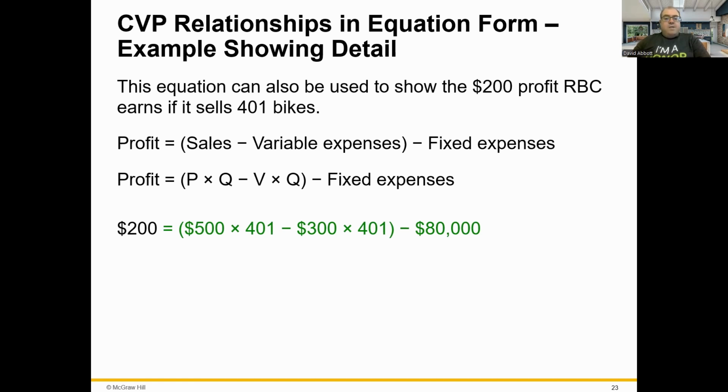And then we have the V, which is the variable expenses per unit, which is $300, multiplied by, again, the number of units that are sold, which is 401. You'd solve that first, and then subtract the two. And then you could subtract your fixed expenses, and that would be how you could figure out how much, if they sold 401 bikes, which would be $200. Remember that 401 is one unit over what the break-even point was.